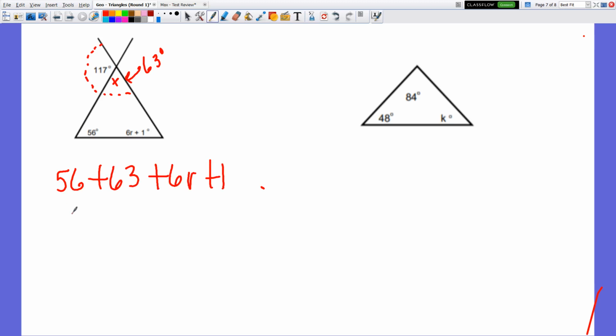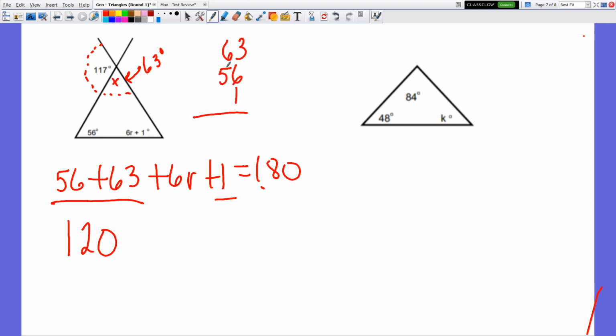See, look, there's the three angles. Angle 1, angle 2, angle 3. It's supposed to equal 180. Combine the like terms. So that should be 64, 60, 120, I think. I'm just going to check it. Yes. Plus 6r equals 180.